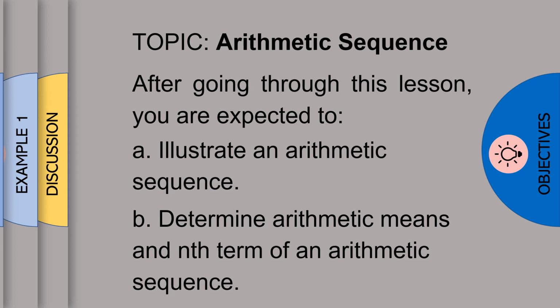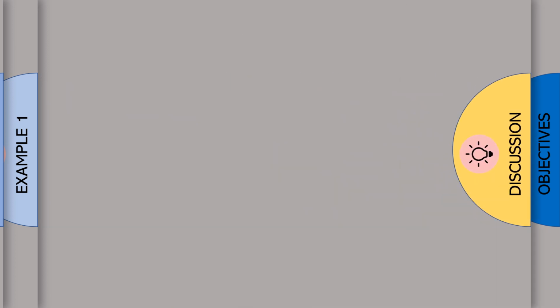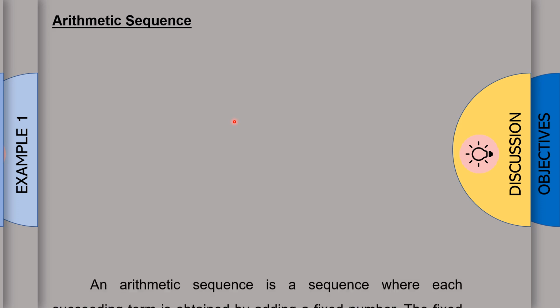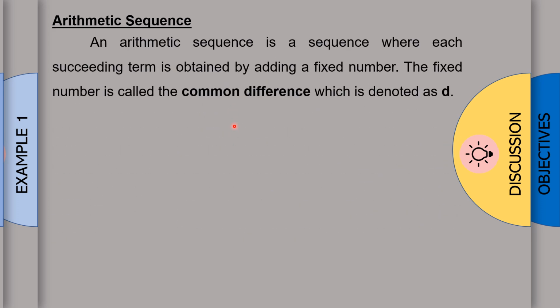Okay, so let's start. Our first discussion, so again, let's first define what is an arithmetic sequence. So an arithmetic sequence is a sequence where each succeeding term is obtained by adding a fixed number. So again, may keyword na tayo dito, you need to add a fixed number. Kung napanood yung last video natin about sequence, yung first video natin, itong fixed number na to, ito yung pattern na makikita natin sa isang sequence.